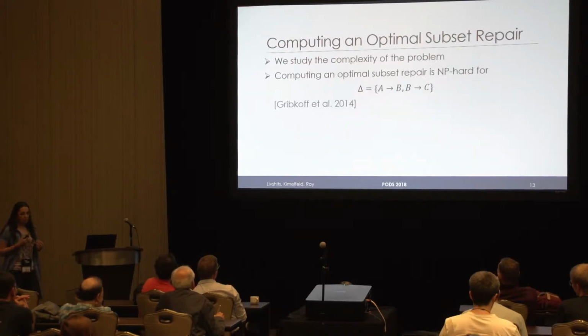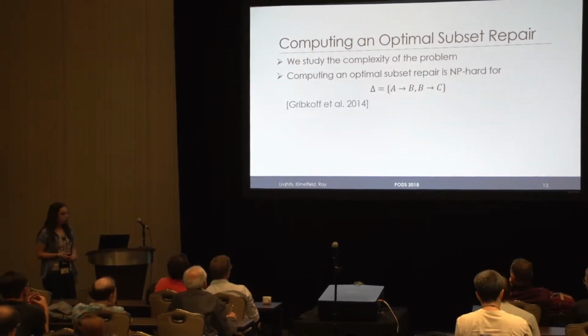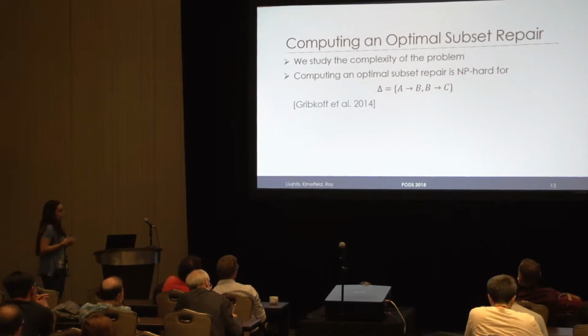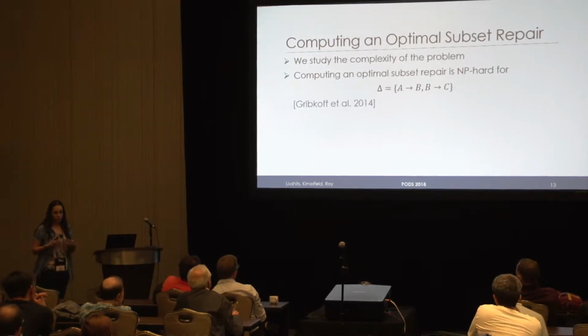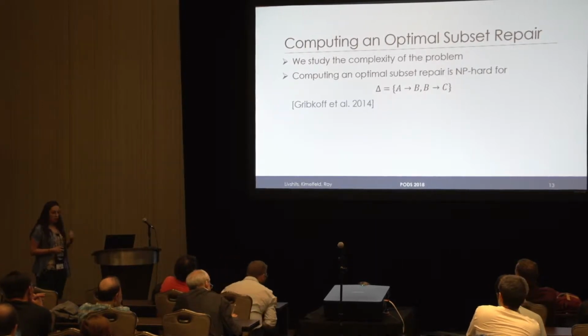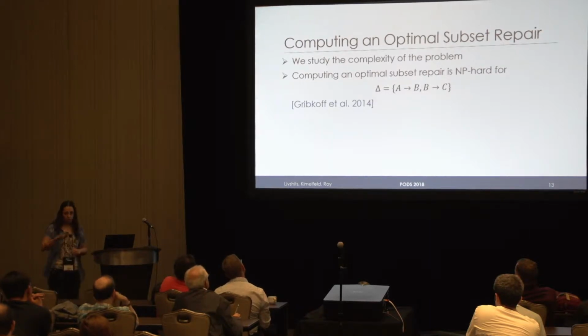In this work, we study the complexity of the problem of computing an optimal subset repair. It is already known that there exists a set of functional dependencies for which computing an optimal subset repair is NP hard. But this is not always the case. And we have an algorithm that computes optimal subset repairs, and I'll show you how it works using the example.